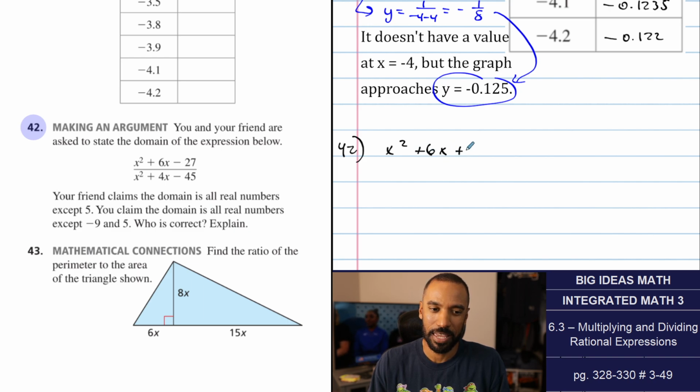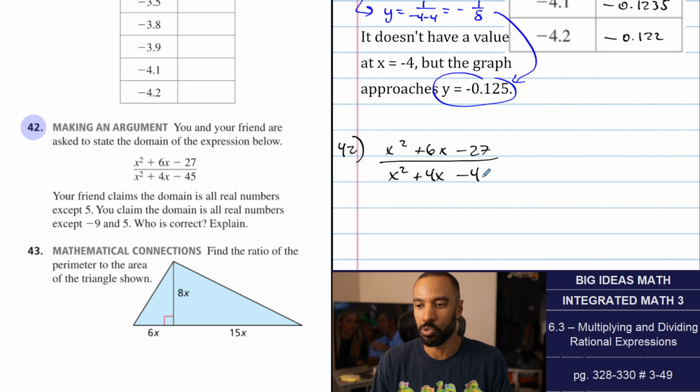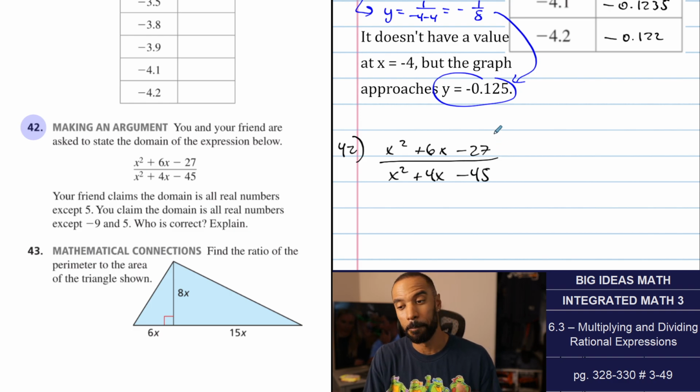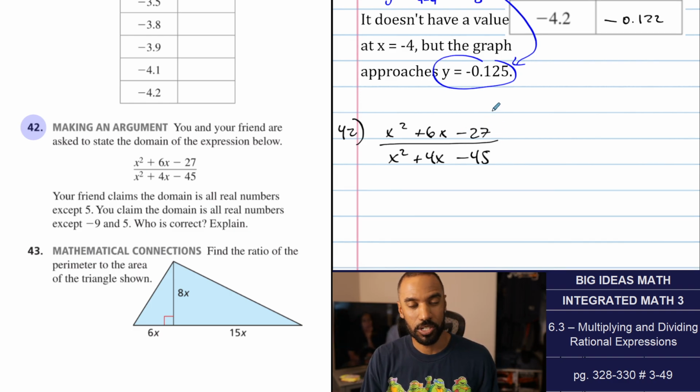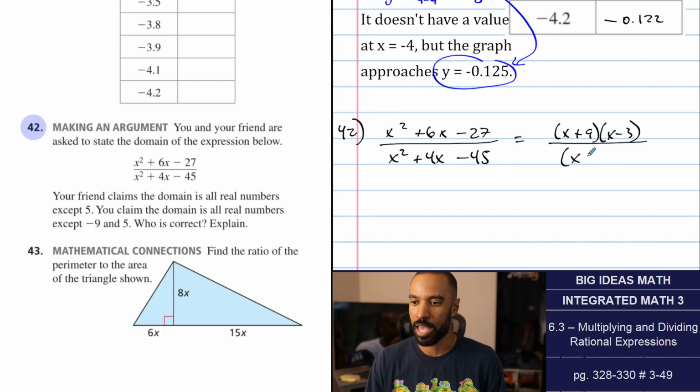See, it's a problem like this. This is where I get upset with the book. It's a problem like this where now we're not talking about exclusions, but we're talking about domain. Maybe that's the difference. Maybe there is actually a difference between the word exclusions and restrictions. That being said, domain restrictions are what I want to refer to. So listen, when this thing factors, it becomes x plus 9, x minus 3, and on bottom there's x plus 9 times x minus 5, like that.